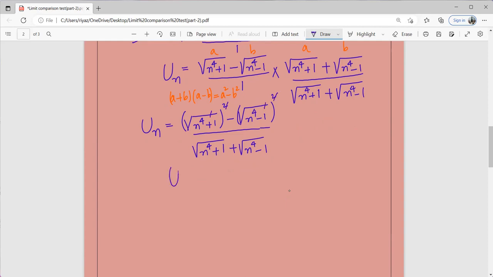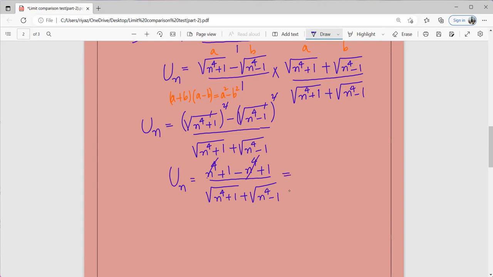And we are left with un value is equal to, what are we left with? n to the power of 4 plus 1. We operate this bracket with a minus sign, multiplying with minus, open the bracket, n to the power of 4. This minus into this minus together becomes plus, divided by root over n to the power of 4 plus 1 plus root over n to the power of 4 minus 1. Here n power 4 cancels out.